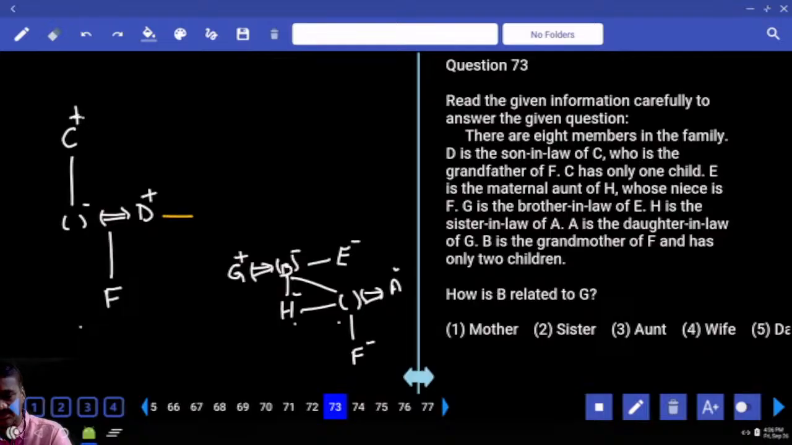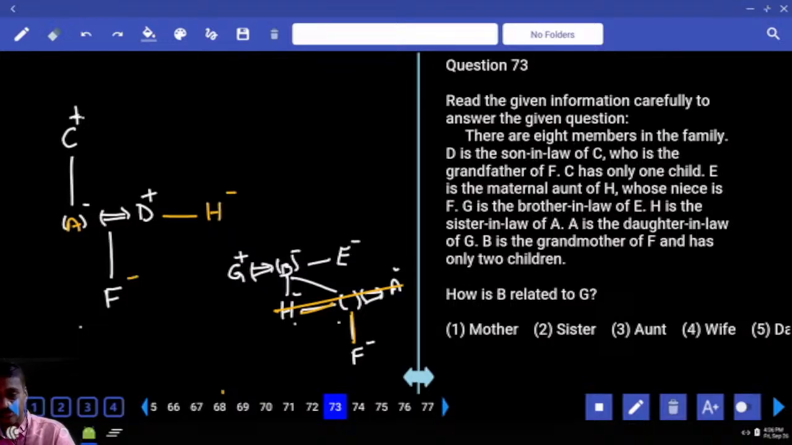D is the sibling. H will be here, F is here. Now H is the aunt. As H is here, then this person must be married to whom? A. A and D are married. H, A and this one. Then F is here. F is a female.